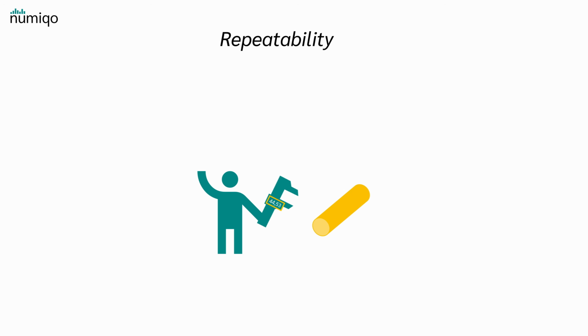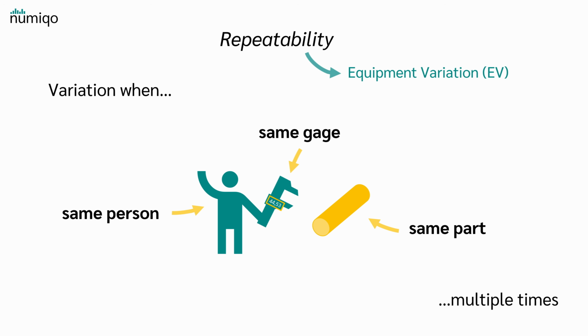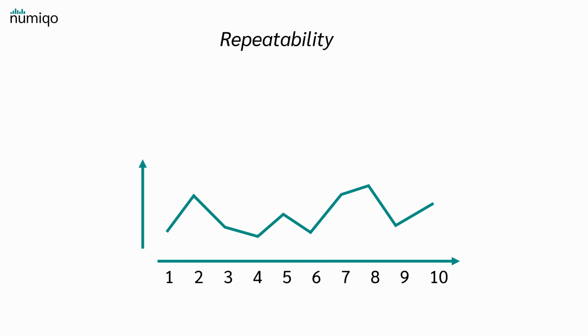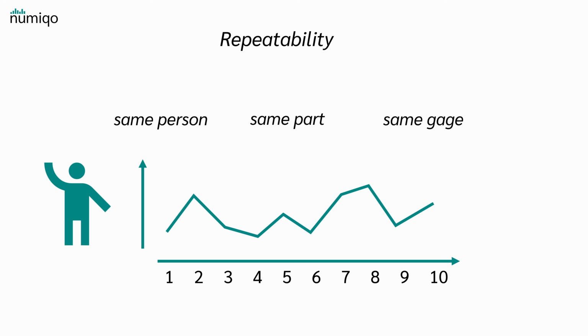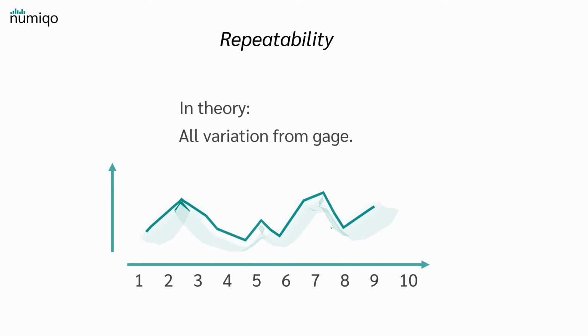Let's start with the repeatability. Repeatability is the variation when the same person with the same gauge measures the same part multiple times. This is also called equipment variation. But be careful. Let's say these are 10 measurements taken by the same person on the same part with the same gauge. So one person is measuring the same part 10 times.